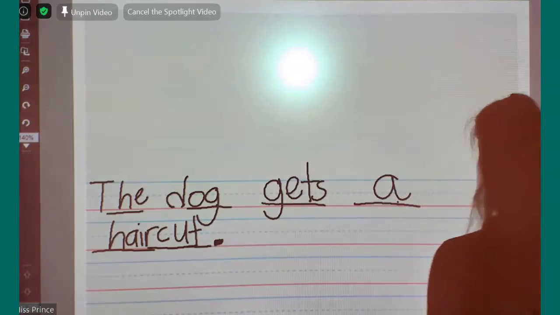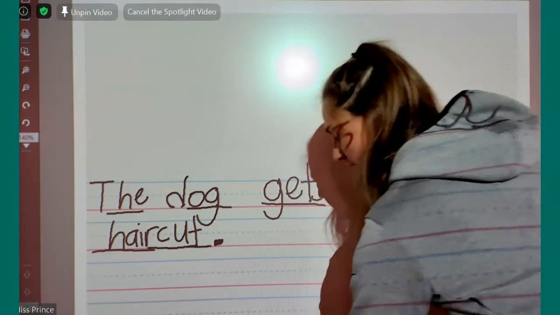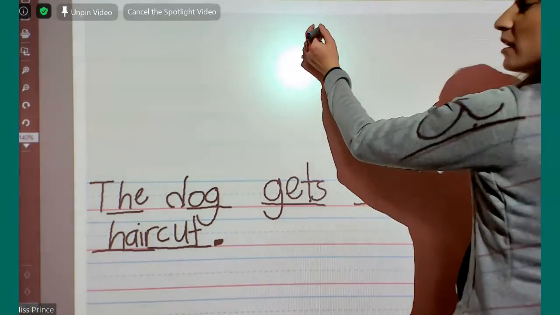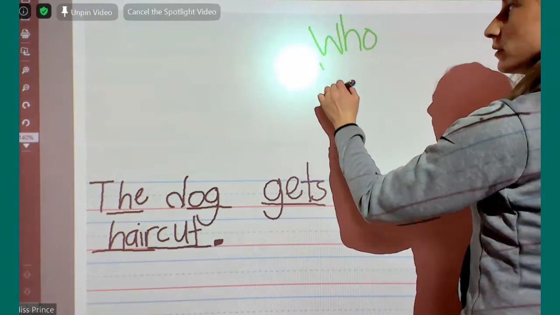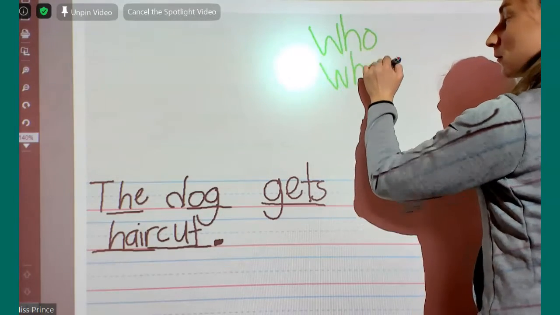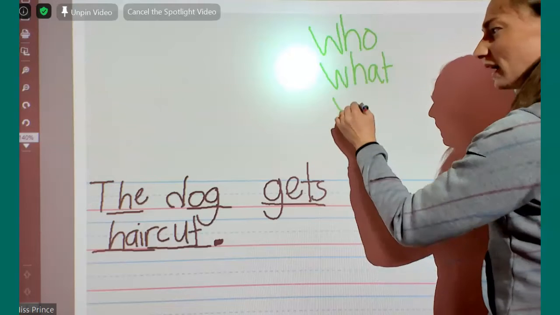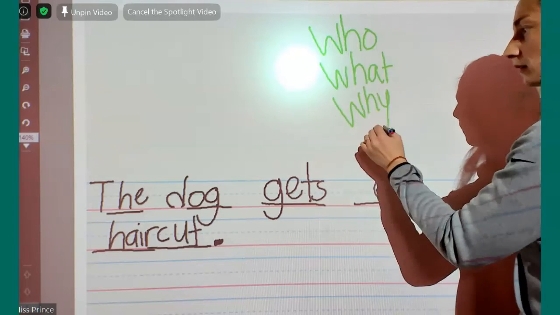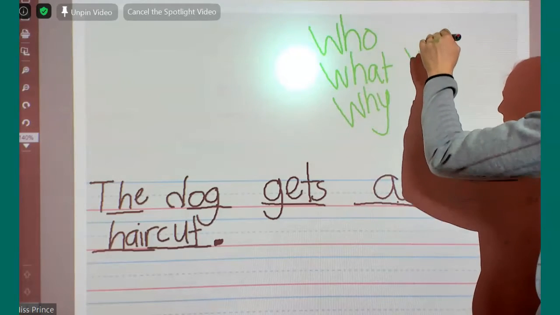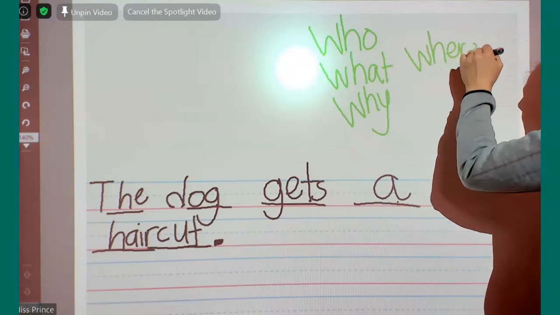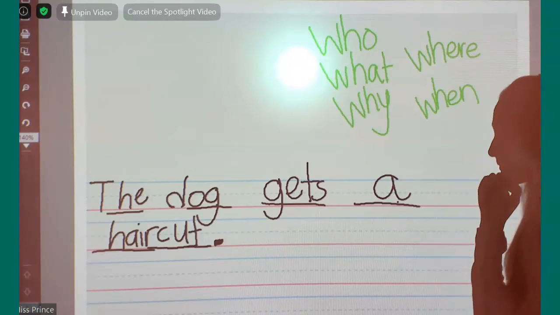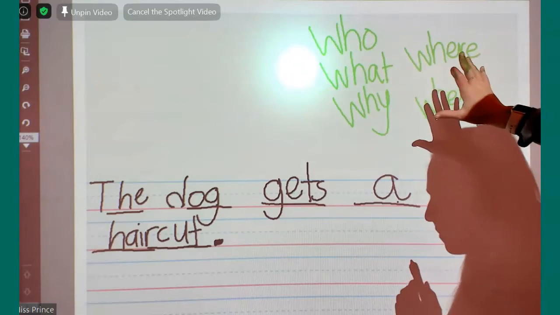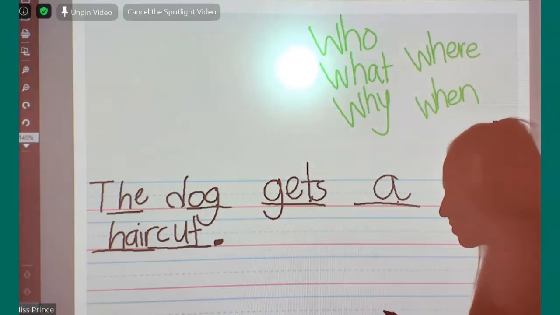I used my 5 W's to help me come up with a sentence that I could write. So I thought about who the story was about, what they were doing, why they were doing it, where were they, and when. So, think about your 5 W's when you are writing your story, okay?